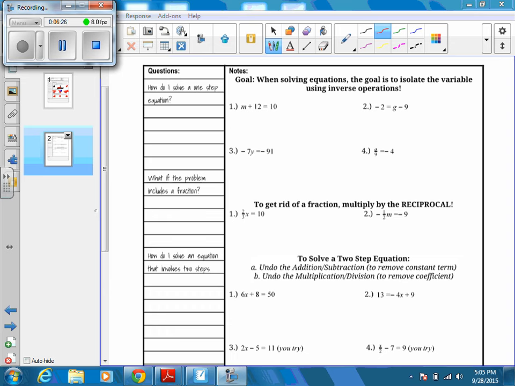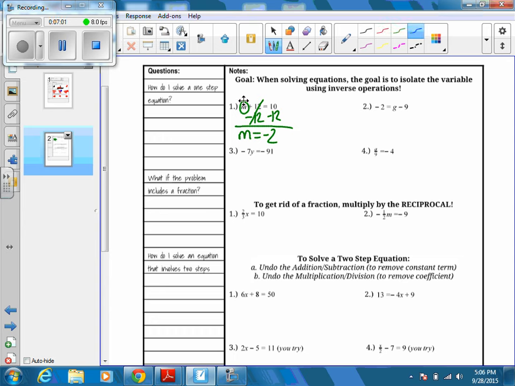In order to isolate my variable, I have to get the variable by itself. Right now, 12 is being added to m. The inverse operation of addition is subtraction, so I have to subtract 12 on both sides. Remember, what you do to one side, you must do to the other side. So I have m, 12 minus 12 cancels out, equals 10 minus 12, which ends up being negative 2. Okay? Let's move right along to number 2.